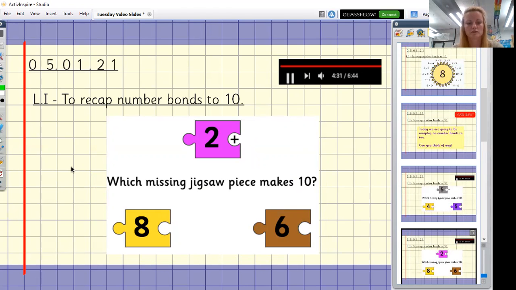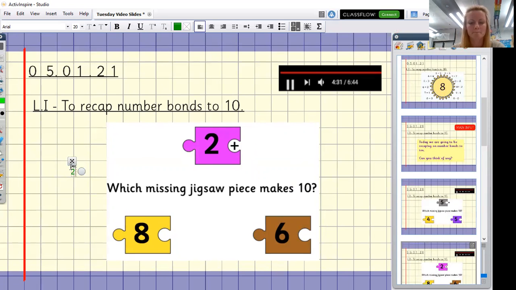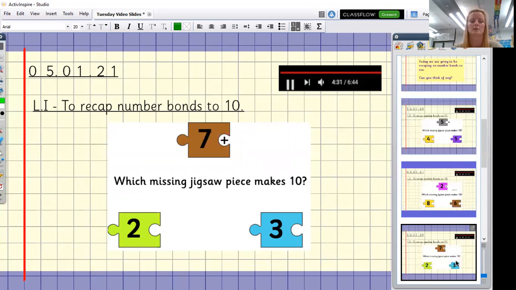Well done. So you've got 2 plus 8 equals 10. So if you've written it as a number sentence, this is what it would look like. 2 plus 8 equals 10. Okay, let's move on to the next one. Okay, 7 plus something equals 10. Have a go, press pause, and see if you can do it.